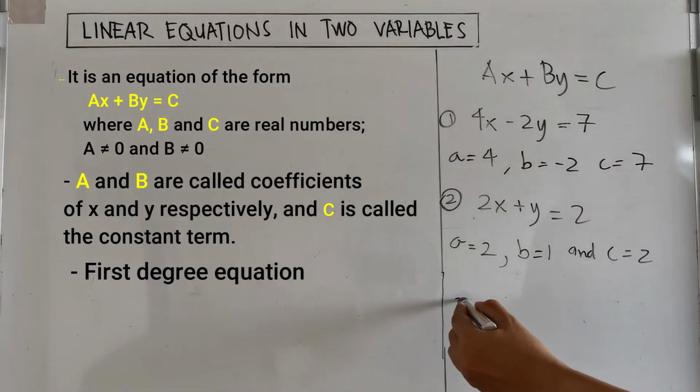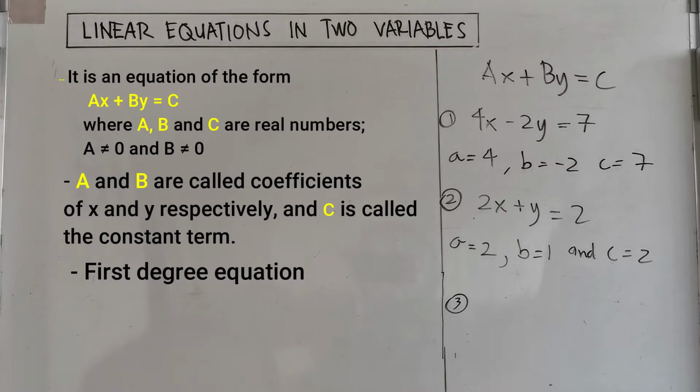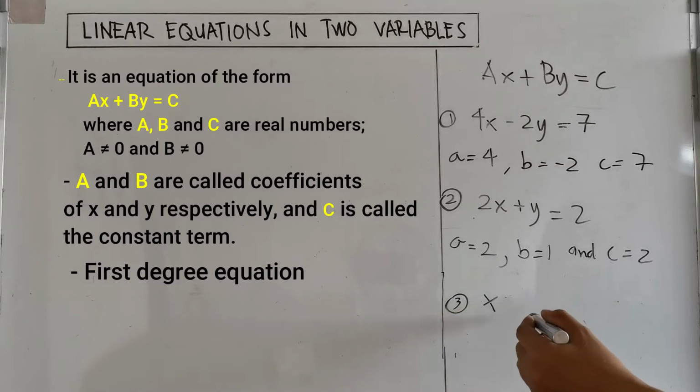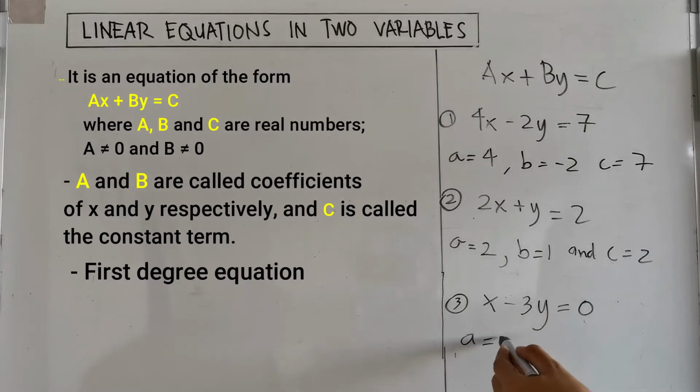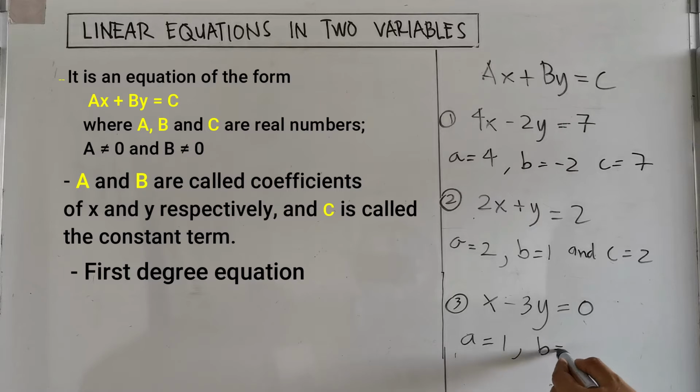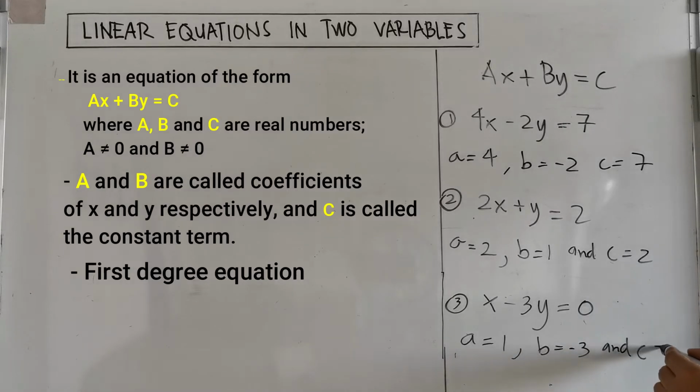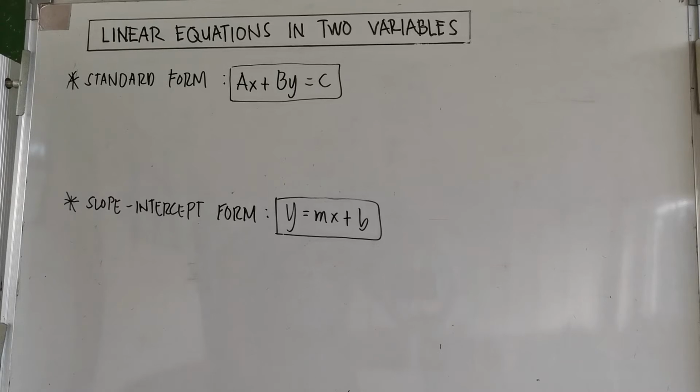Okay, last, let's say meron tayong x minus 3y equals 0. Okay, so automatic ang ating a ay 1, ang b ay negative 3, and c is 0.